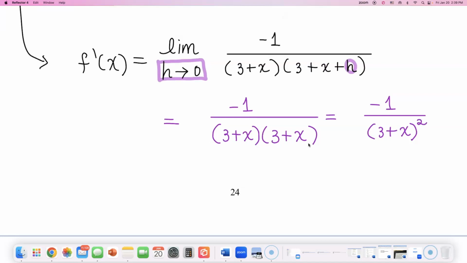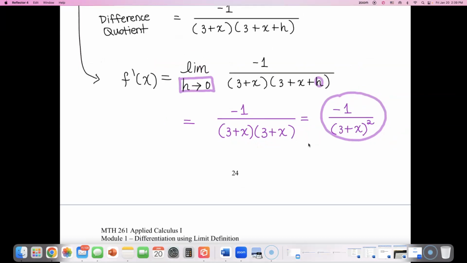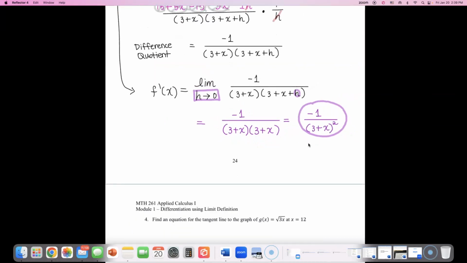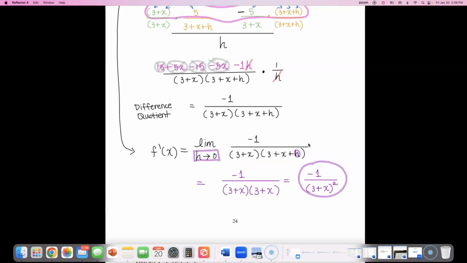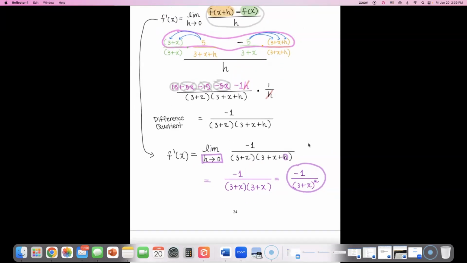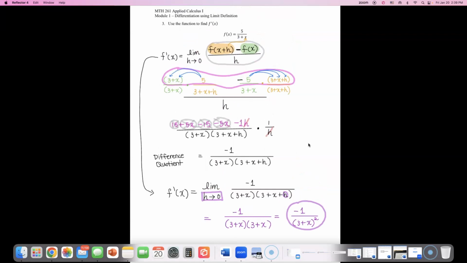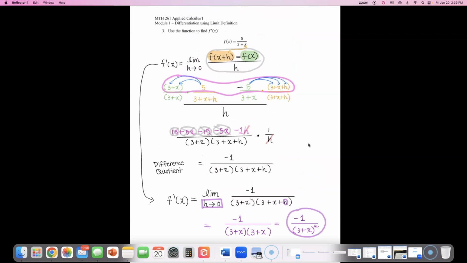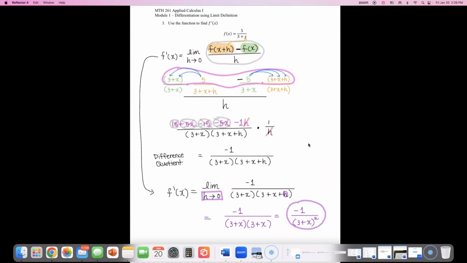So woohoo, we found the derivative. This is the derivative of f of x, and we did it the long way. We really did. Because in section 1.5, guys, I'm going to teach you something called the quotient rule. But this week, we are practicing our algebra skills by setting up and simplifying difference quotients.